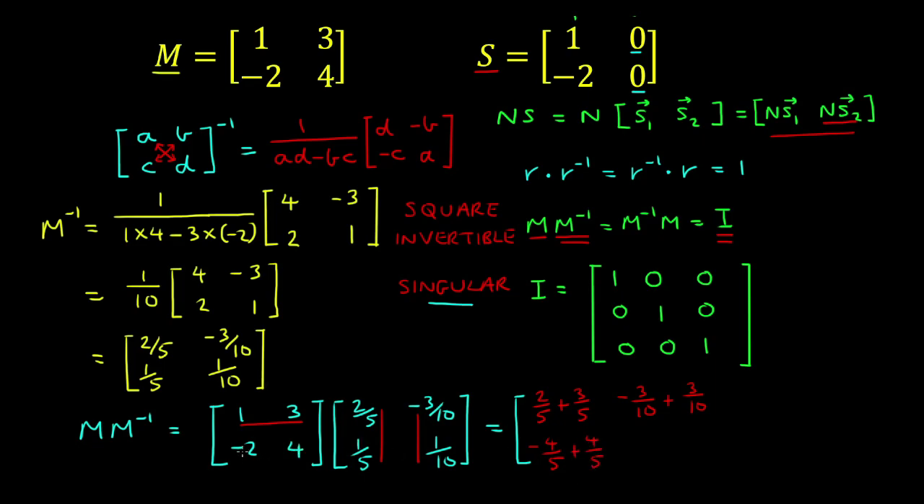And finally we have minus 2 by minus 3/10, which is 6/10, plus 4 by 1/10, which is 4/10. So as we can see, this results in 1, 0, 0, 1, being a 2 by 2 identity matrix. And we'll develop a general method to calculate the inverse for larger matrices.